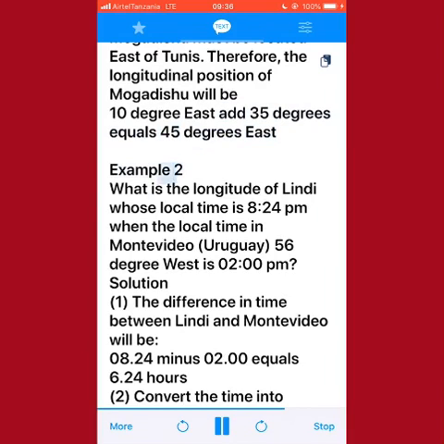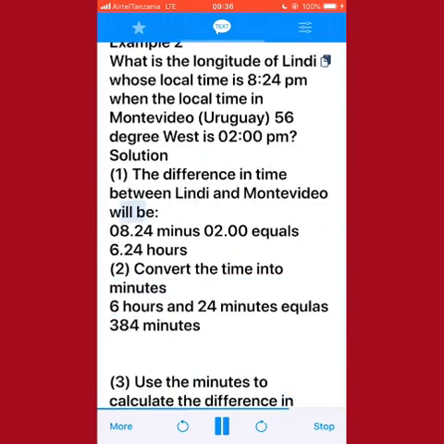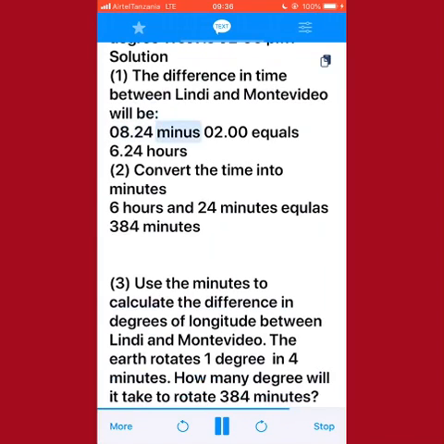Example 2. What is the longitude of Lindi, whose local time is 8:24 p.m. when the local time in Montevideo, Uruguay, 56 degrees west, is 2 p.m.? Solution. 1. The difference in time between Lindi and Montevideo will be 8:24 minus 2:00 equals 6:24 hours. 2. Convert the time into minutes. 6 hours and 24 minutes equals 384 minutes.